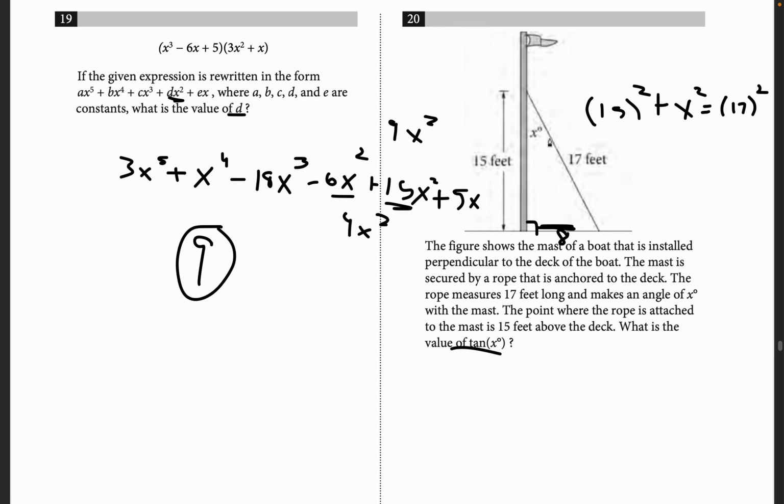And then what you do, tangent is opposite over adjacent. So it's going to be tangent of x degrees will equal 8 over 15. That's your answer.